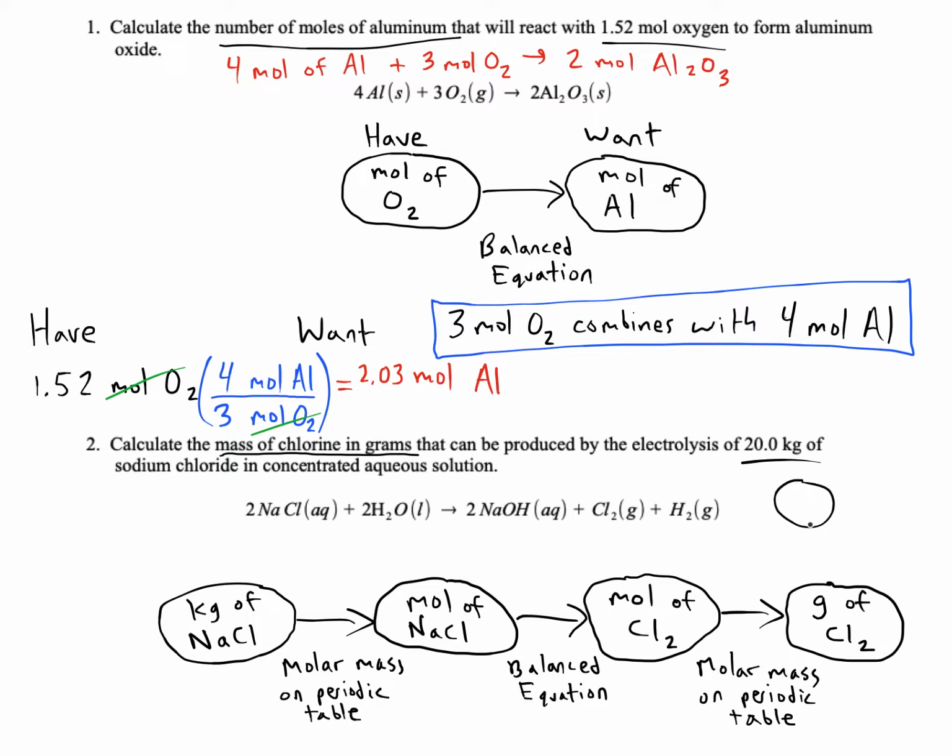Notice that we would never go from grams of one compound directly to grams of another compound. We can't do that because we have to use the balanced equation. We have to use their mole ratios at some point in the problem. So we will not do this.